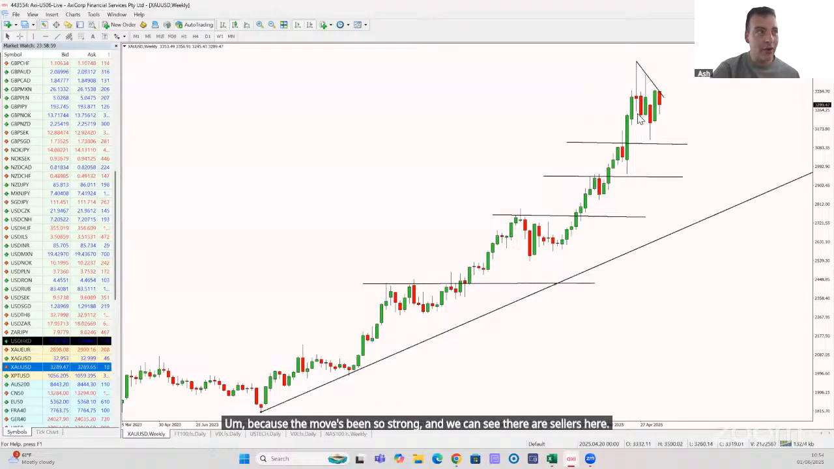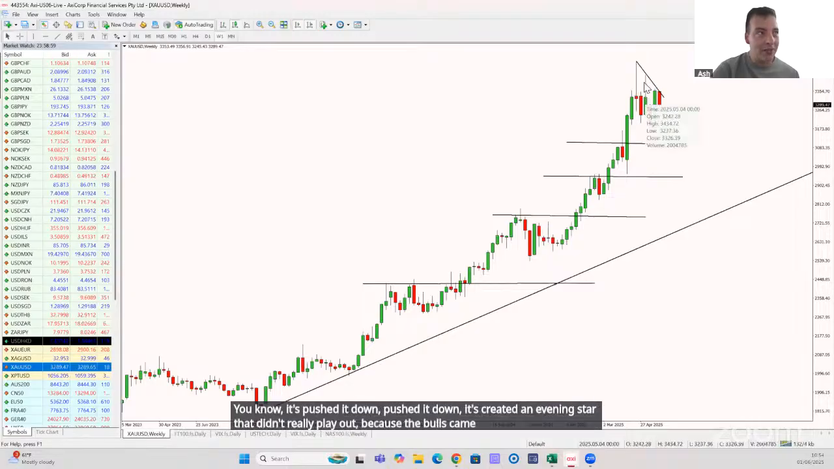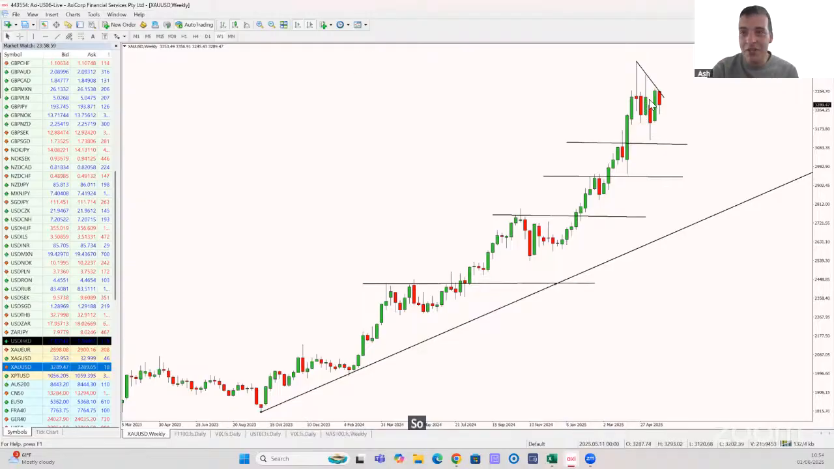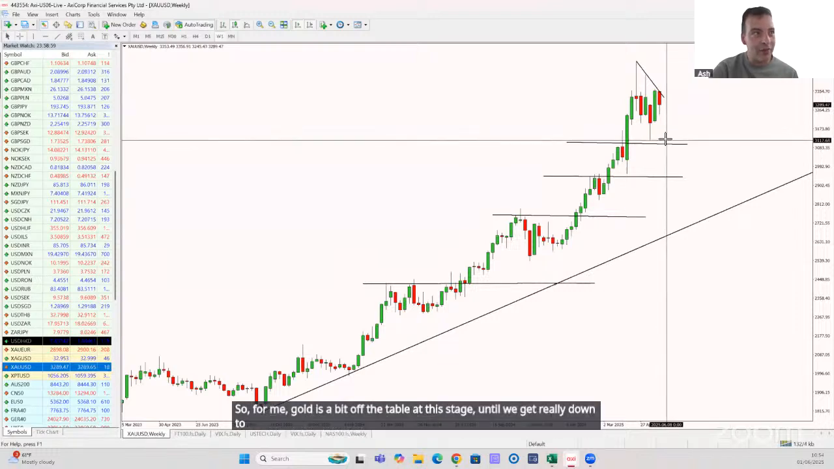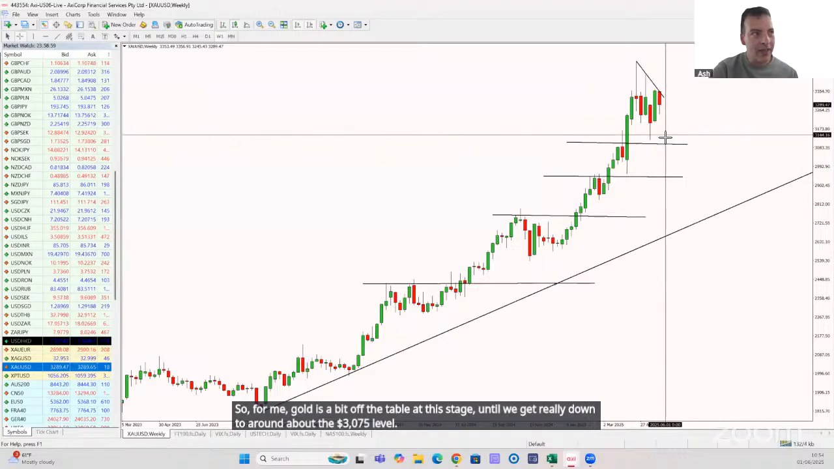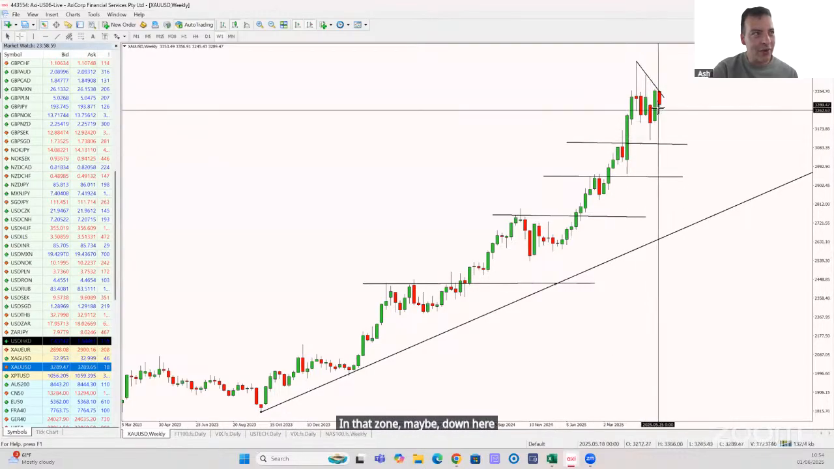It's pushed it down. This created an evening star that didn't really play out because the bulls came in the week after, but they got pushed down again. So for me, gold is a bit off the table at this stage until we get down to around about the 3,075 level. In that zone, maybe down here, test this area again.